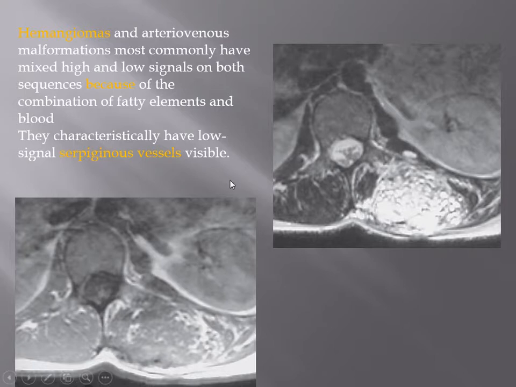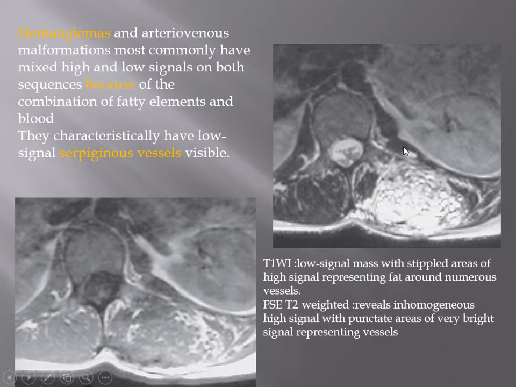Also, hemangioma or other malformations can have a mix of high and low signal on both sequences because of the combination of fat and blood, so characteristically they have low signal vessels. In this case of hemangioma on T1 and T2 fat sat, they show a low signal mass with striplet areas of high signal between them, representing the vessels. On T2 fat sat, it was inhomogeneously high signal with punctate areas of very bright signal. They represent the vessels, and this is the picture of hemangioma.